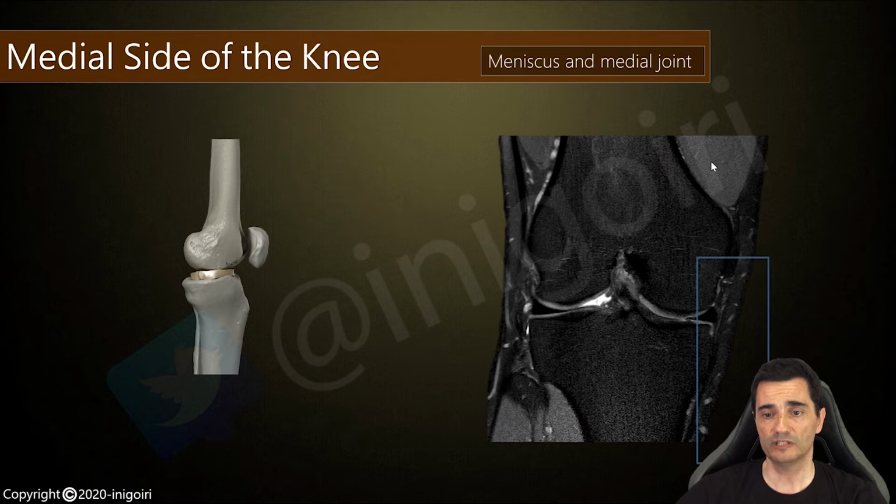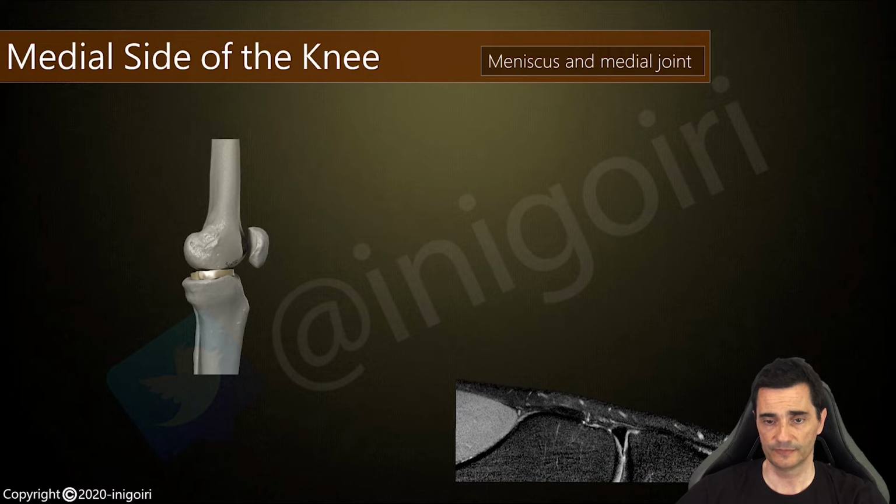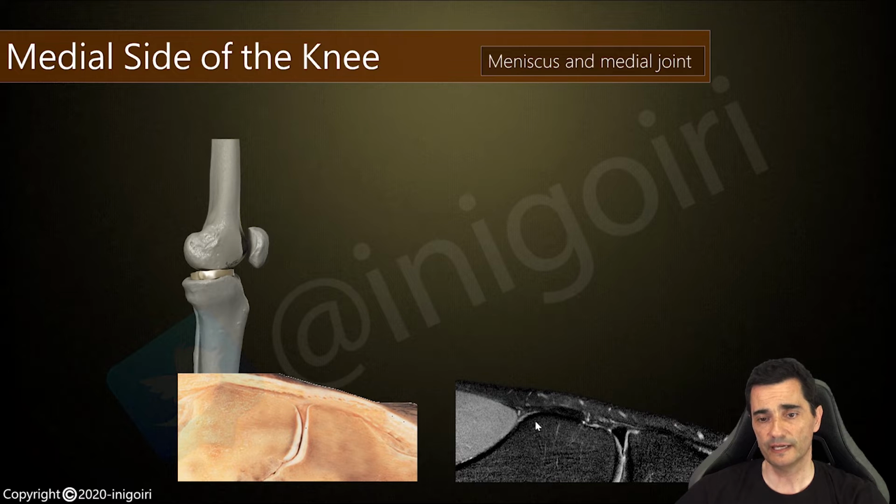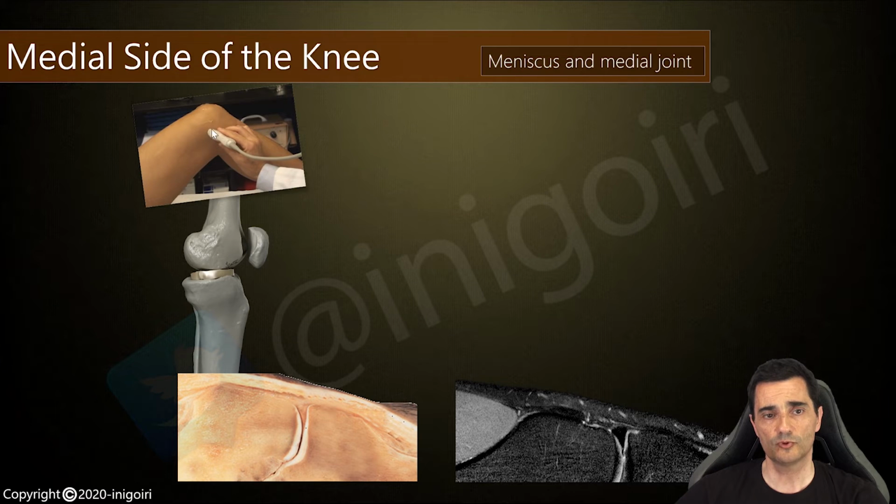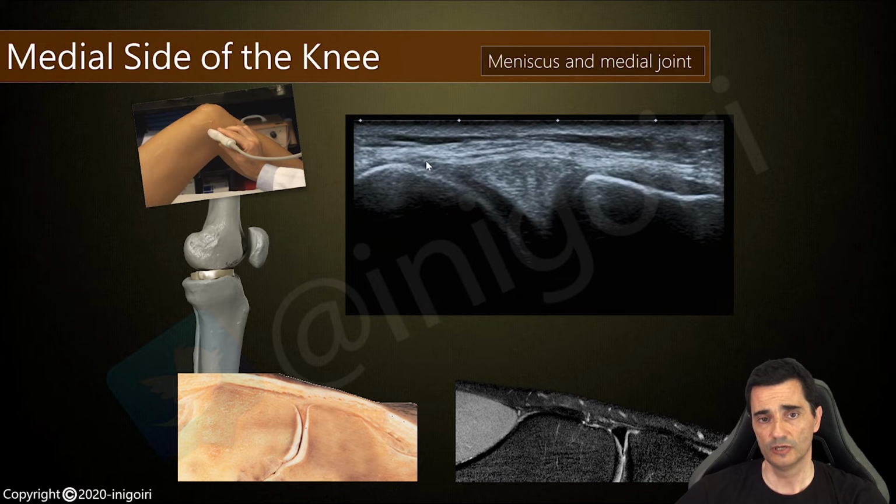Okay, and what about the medial joint line? So we will find the medial cortical of the femur, the medial cortical of the tibia, the medial meniscus, and the cartilage, as you can see here. To do so, we place the probe with the orientation of the leg in the medial side of the knee and find this image. You can see here the femur with its cortical, the tibia, the medial meniscus, and the cartilage.